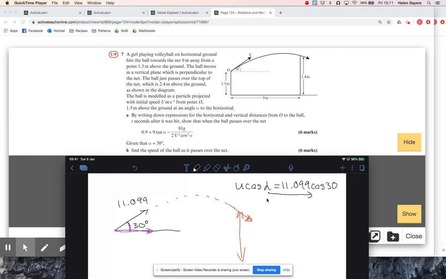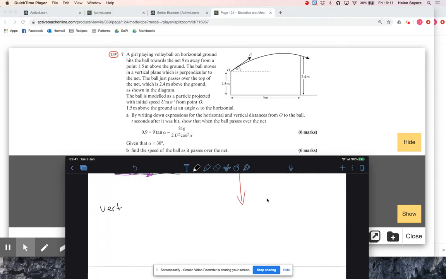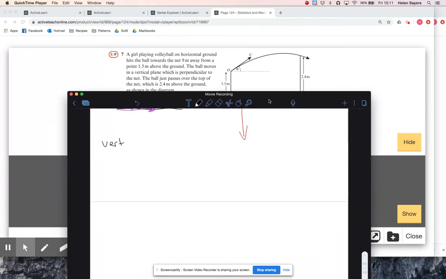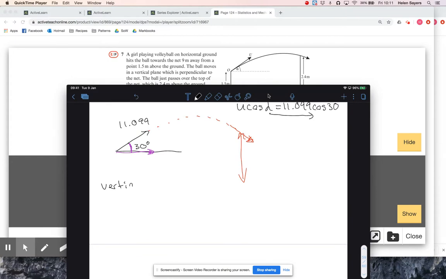So that's going to be the horizontal velocity, and that's not going to change. So that will be the initial and the final horizontal velocity. Vertical velocity will change because of acceleration due to gravity. Right, so vertically, and again, you've already had to consider all this for part A.